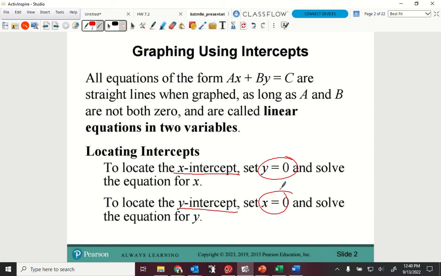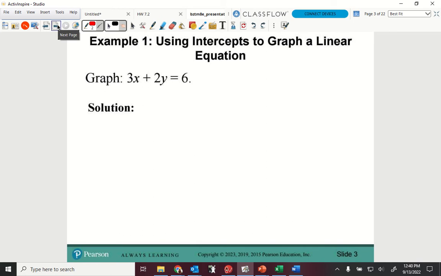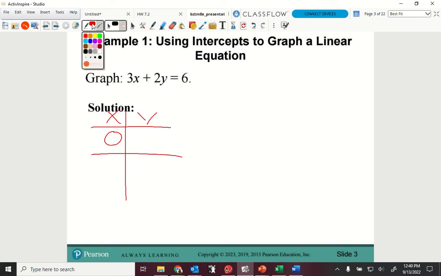All right, so right here. We're going to go to this example, and it says graph this. Graph using intercepts. It's important. So using intercepts, you start by doing this. We have an x and we have a y. So I'm going to start with my x being 0, and then I'm going to do it again and say my y is equal to 0.